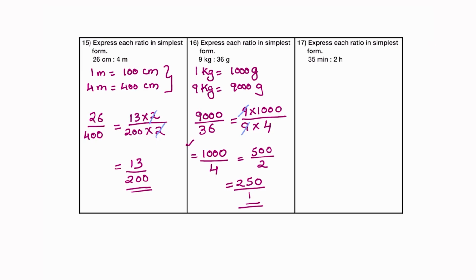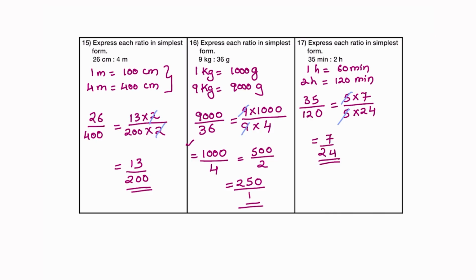Then 35 minutes and 2 hours. 1 hour is 60 minutes. So 2 hours will be 120 minutes. So we say this is 35 over 120, which means this is 5 times 7, and that's 5 times 24. You can do the calculations on the side and check 120 divided by 5 is how much. I'm sure it is 24. So 5 and 5 out. That leaves us with 7 over 24.